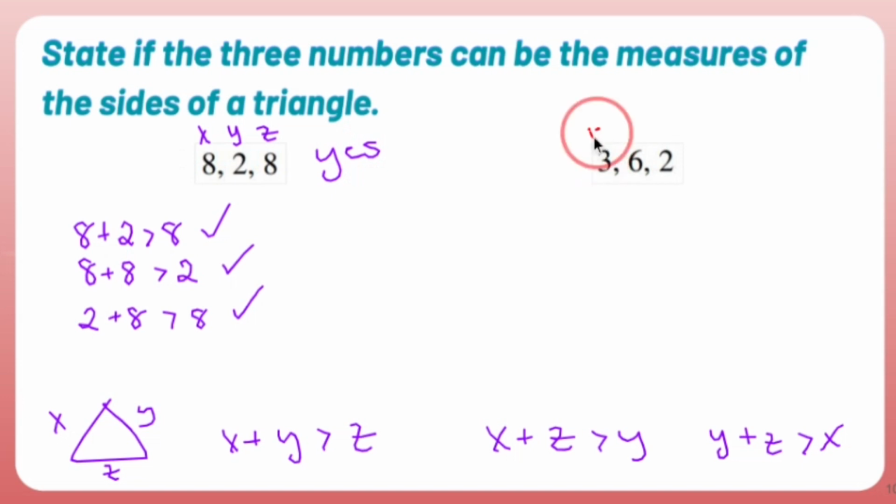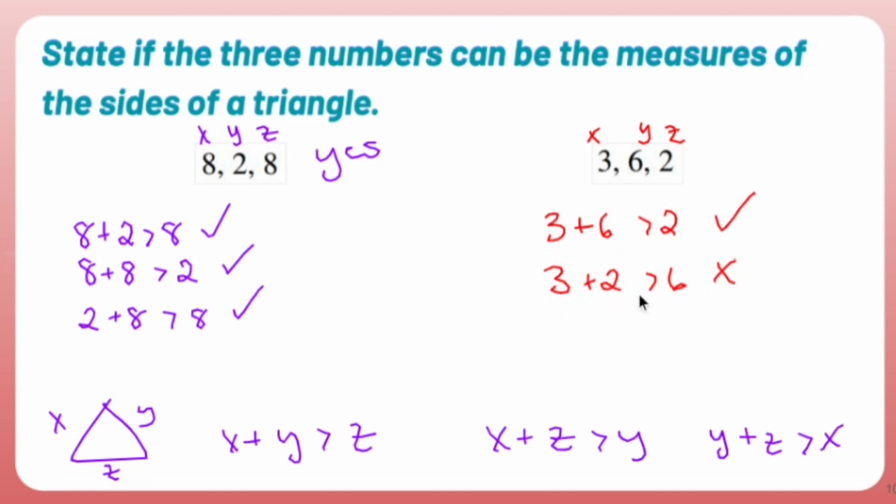This is x, this is y, this is z. So I have to say 3 plus 6 has to be greater than 2. 9's greater than 2. Check. X plus z, 3 plus 2 has to be greater than 6. No. 5 is not greater than 6. So can these be the measures of a triangle? No. And that makes sense.